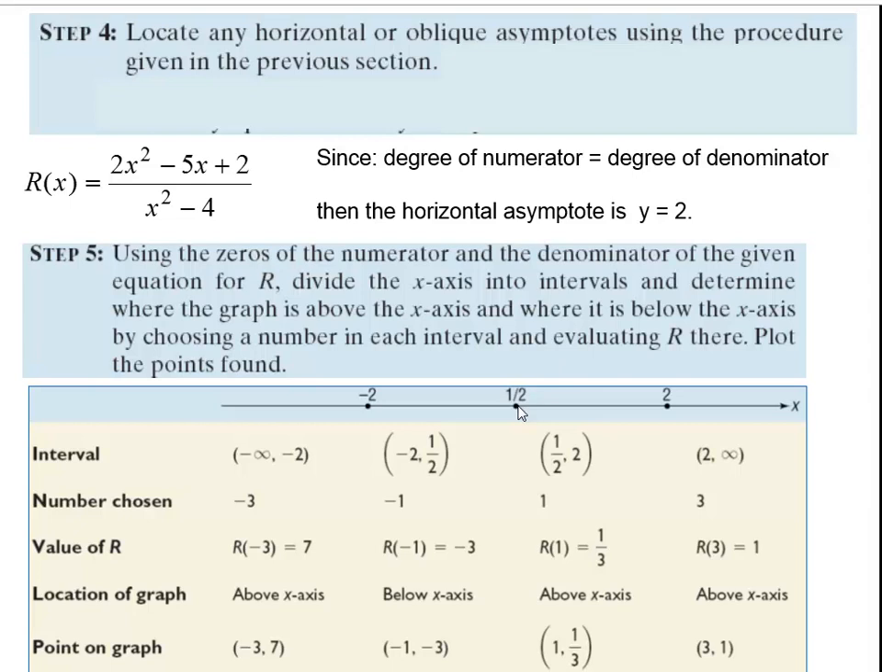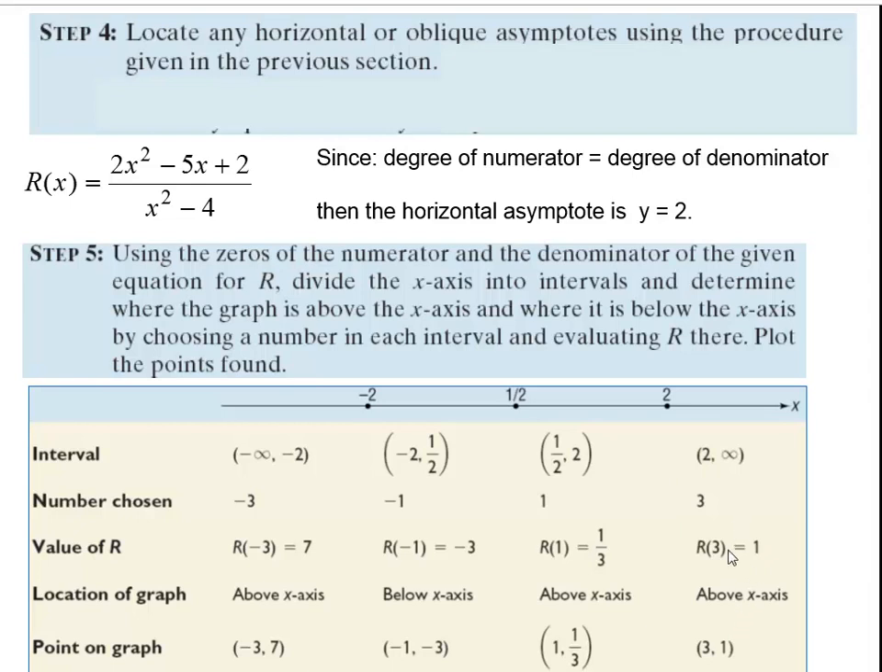Then between the x-intercept and the hole, I'm going to go ahead and plot an extra point. Right? So in the interval 1/2 to 2, I'm going to plot x equals 1. That's above the axis at 1/3. And then to the right of the hole, from 2 to infinity, I'm going to plot x equals 3. And that's a y of 1, and that's above the x-axis.